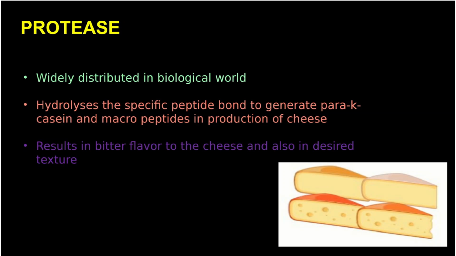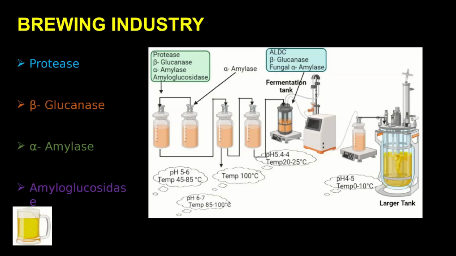Okay. Then proteases, widely distributed in the biological world, hydrolyze a specific peptide bond to generate para-kappa casein and macropeptides in the production of cheese. Again, in the production of cheese, these proteases are used along with rennet. Okay, it results in the bitter flavor of the cheese and also in the desired texture.